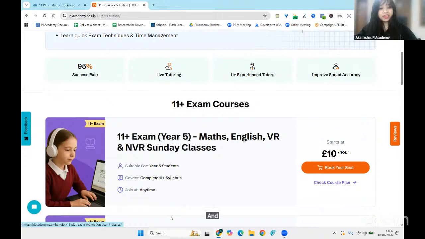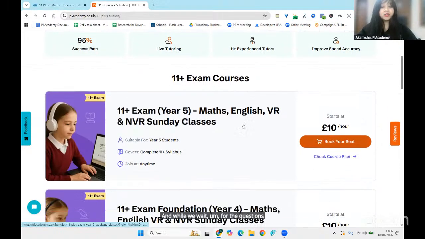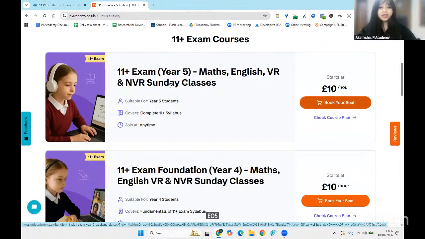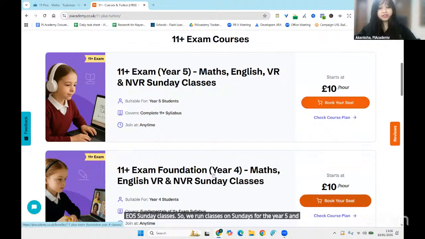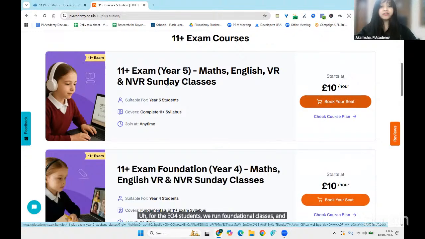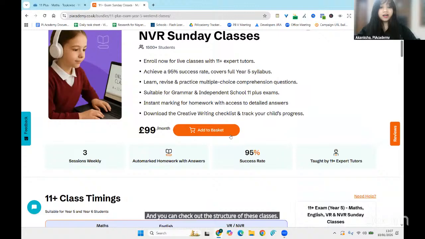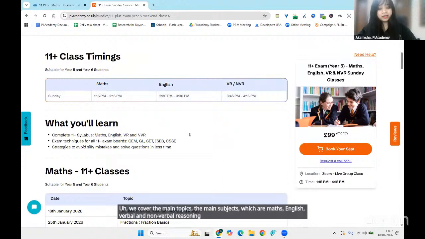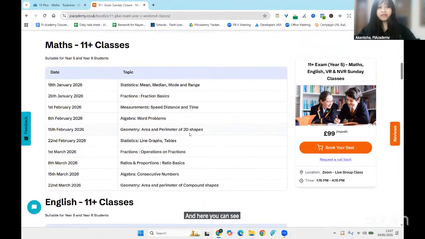While we wait for the questions, I would also like to show you guys our 11 plus Year 5 Sunday classes. We run classes on Sundays for the Year 5 and Year 4 students. For the Year 4 students, we run foundational classes, and for Year 5 students, we run slightly advanced classes. You can check out the structure of these classes. We cover the main subjects, which are maths, English, verbal and non-verbal reasoning every Sunday. And here you can see a breakdown of our schedule.